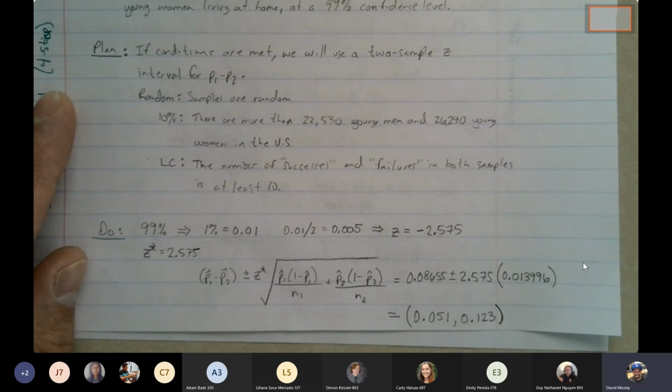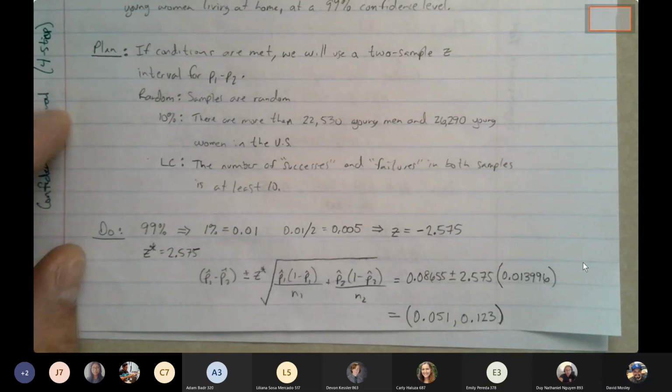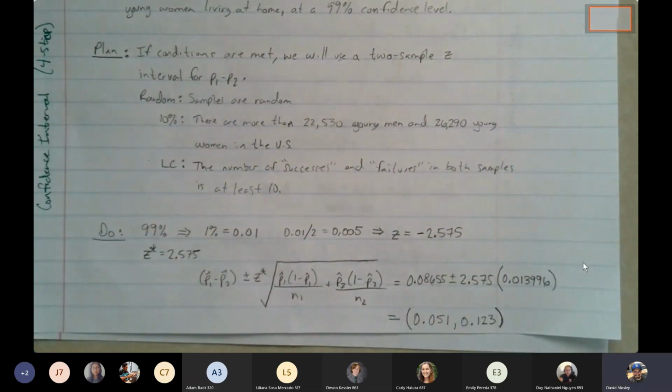Again, you must write intervals with the smaller value first, 0.051, and the larger value second. If you write this as 0.123, 0.051, that is incorrect. Even though you have the correct two values, they are not written properly as an interval. You need to write the small number first. Are there any questions about the state, plan, or do steps for this problem?